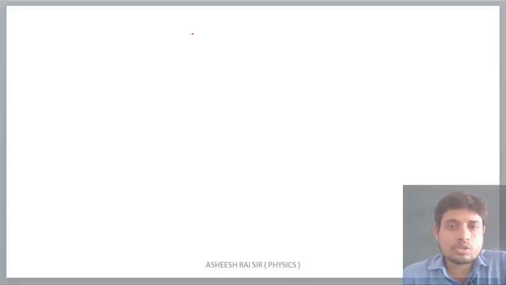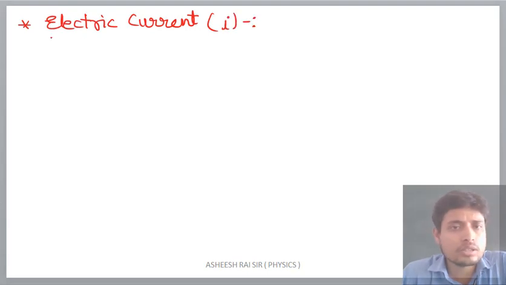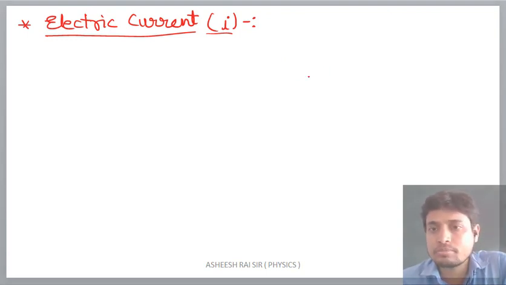Hello students, today we are going to start the electric current. Electric current is denoted by I, either small i or capital I, doesn't matter. Electric current is made due to the flow of the charge. So, firstly let's understand about the flow of charge.